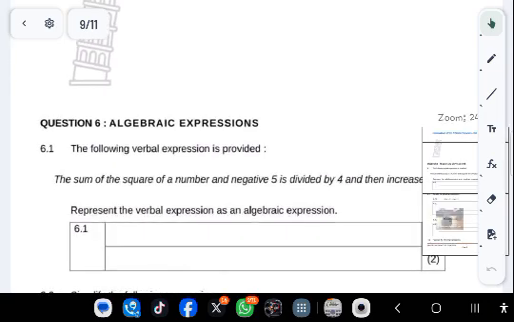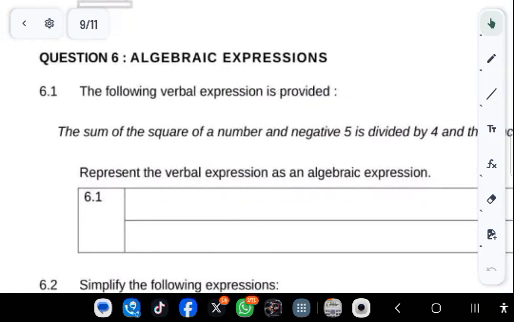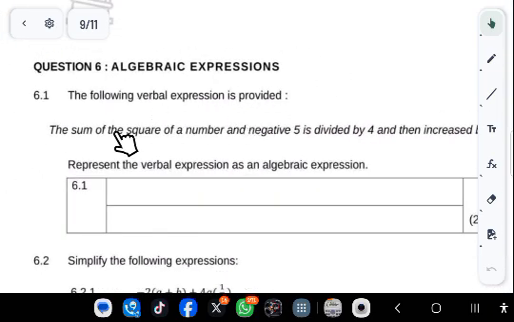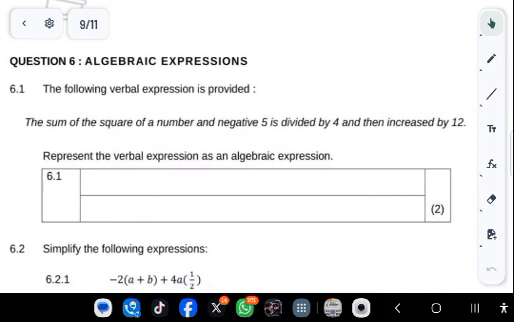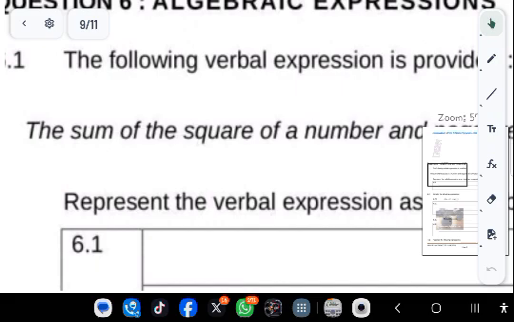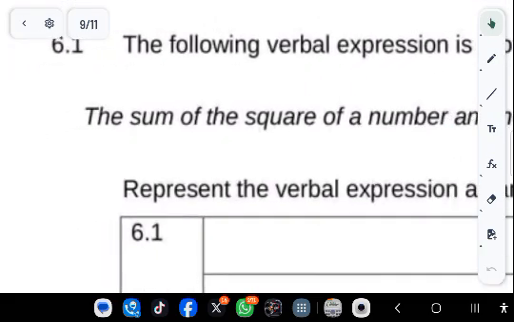Next question, question number 6, algebraic expressions. The following verbal expression is provided: The sum of the square of a number n and negative 5 is divided by 4 and then increased by 12. Now this is how you convert from English to the language I call mathematical. It's a mathematics language, and this is how you translate. The sum, whenever you talk in sum, that's what you get when you add.